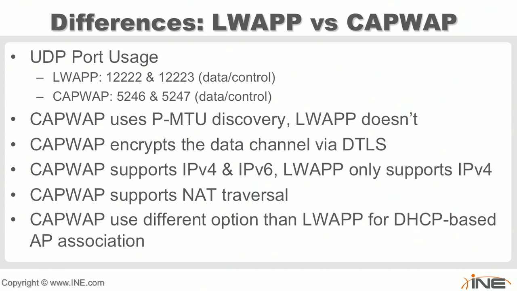CAPWAP supports IPv4 and v6. LWAP only supported IPv4. CAPWAP also supports NAT traversal, very important, over firewalls or really just any sort of NAT device. CAPWAP also uses a different option than LWAP did for DHCP-based AP association. We're going to talk about how that works in the next section.